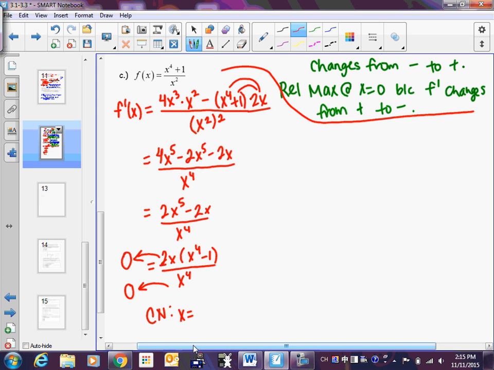So what do you guys think? What's one critical number? 0. That's true for the top and the bottom. What else? 1, because 1 to the 4th minus 1 makes a 0. And there's one more. Negative 1, for a very similar reason as to what we did before. So then we make our sign chart.